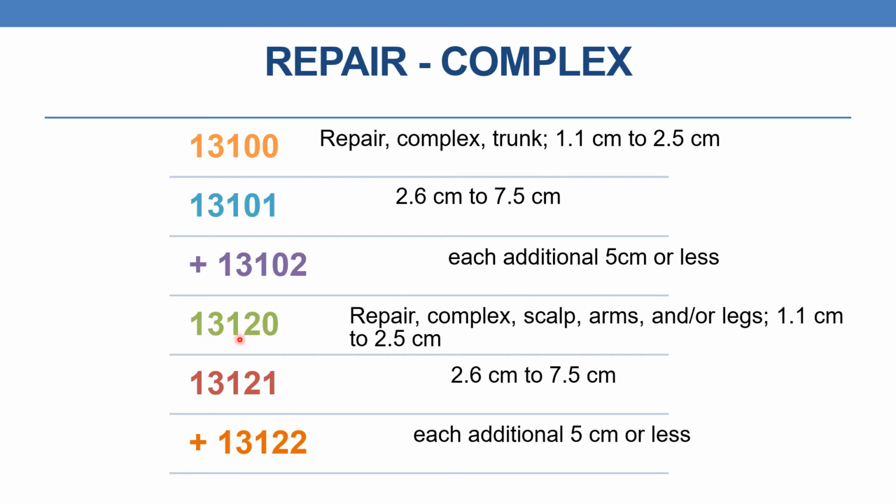The next is 13120. Repair complex scalp, arms and or legs 1.1 centimeters to 2.5 centimeters. The next is 13121. The repair length is 2.6 centimeters to 7.5 centimeters. The next is an add-on code plus 13122 for each additional 5 centimeters after 7.5 centimeters or less.